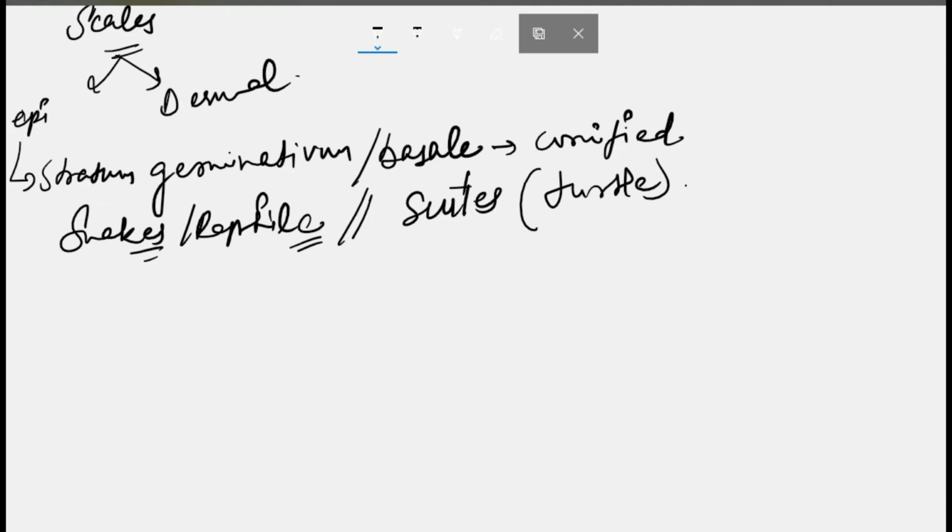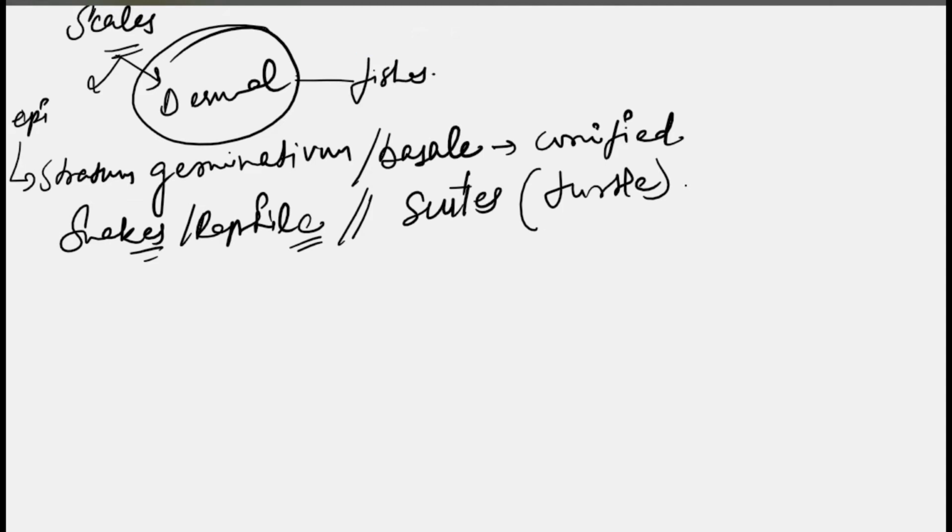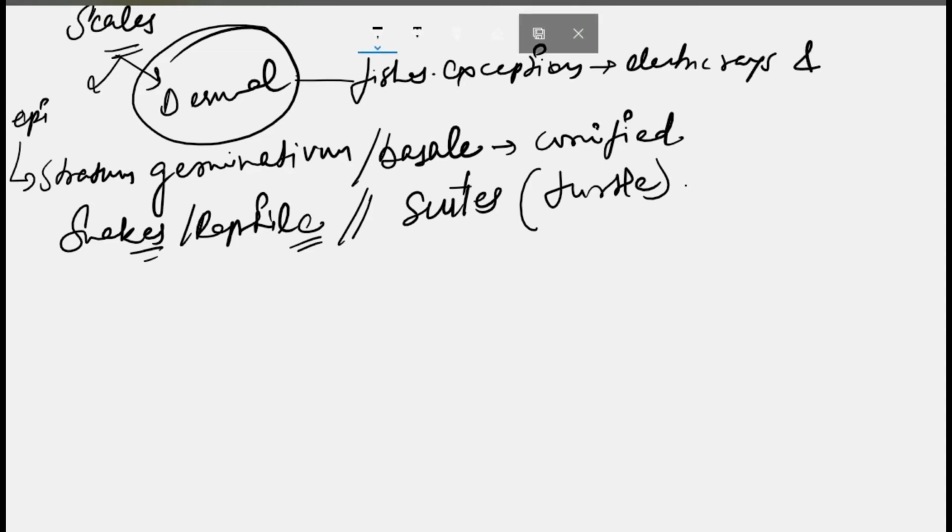And talking of dermal scale, obviously they are going to be formed from dermis. They are mesodermal in origin. They are best defined in fishes. And the exception in this case is that some fishes are not having any dermal scales. Those are electric rays and catfish.